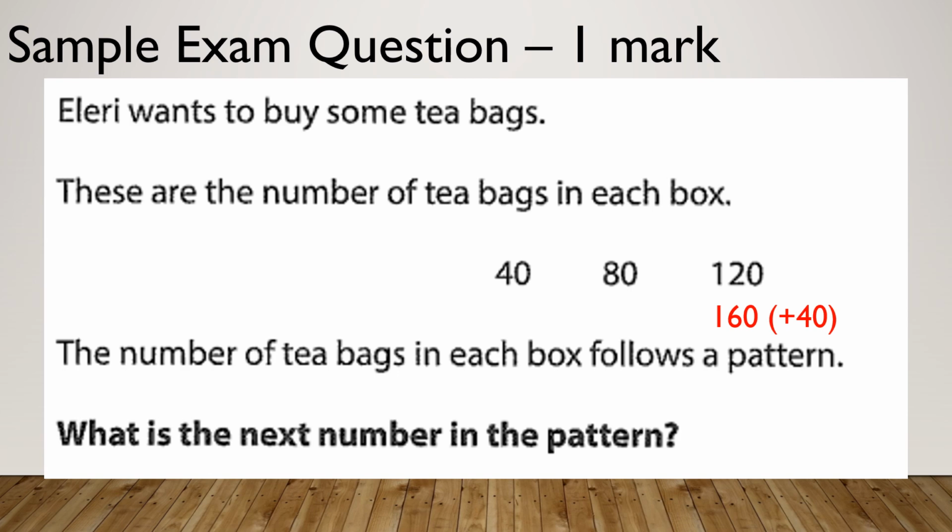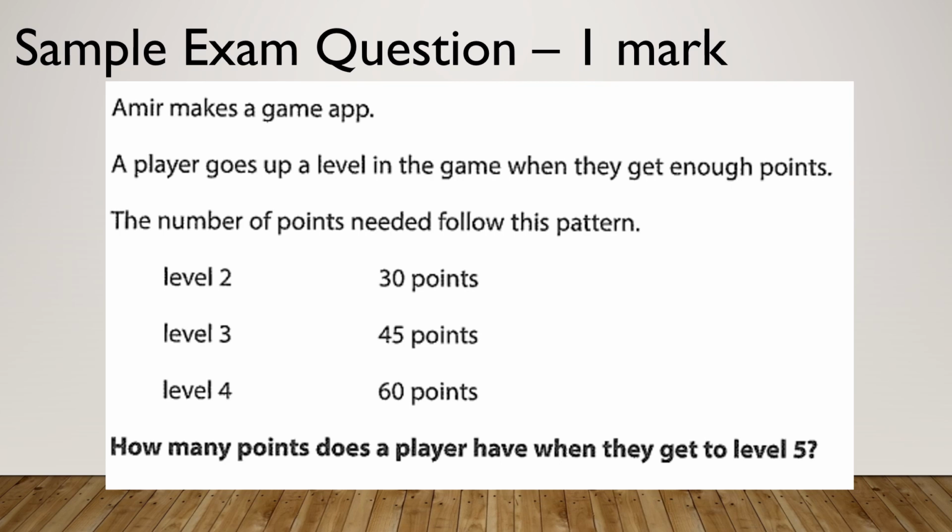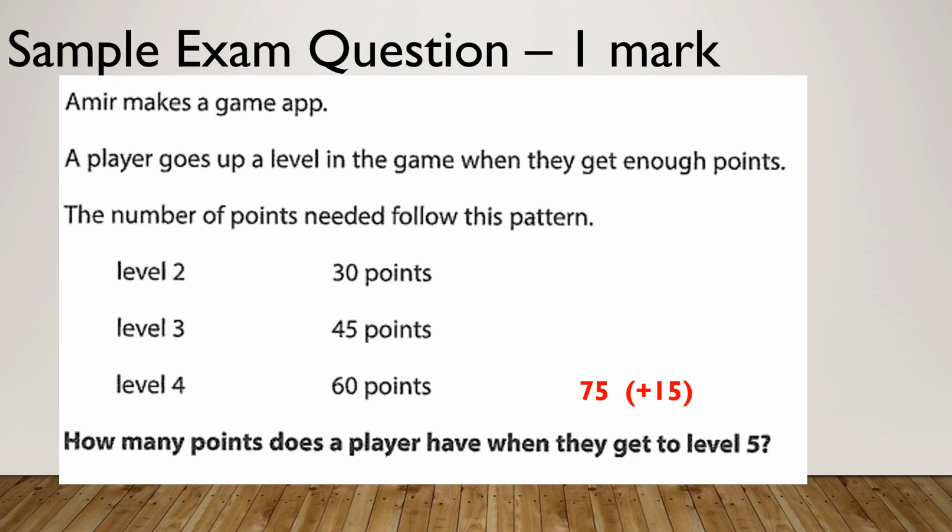Let's look at one more example. Amir makes a game app. A player goes up a level in the game when they get enough points. The number of points they need follow this pattern. So for level 2 they need 30 points, for level 3 they need 45 points, and for level 4 they need 60 points. How many points does a player have when they get to level 5? Pause it and give it a go. Did you get 75? Hopefully you did, because you noticed that my term-to-term rule in each case was plus 15.